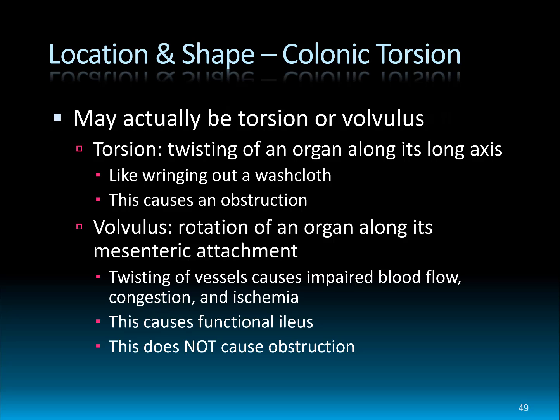One location/shape abnormality that is a primary disease of the colon is colonic torsion. And you'll hear this as torsion or volvulus. There are slight differences in the definition of torsion and volvulus. The torsion is the twisting of an organ along its long axis, just like you're wringing out a washcloth, and that causes an obstruction, versus a volvulus where there is rotation of the organ along its mesenteric attachment. And so the vessels twist, you end up with ischemia, and that's a functional ileus. There's not actually an outflow obstruction at that point. So mild differences in what is actually happening, what is actually twisting.